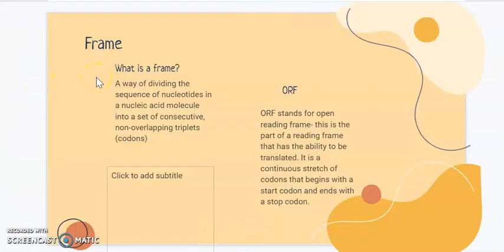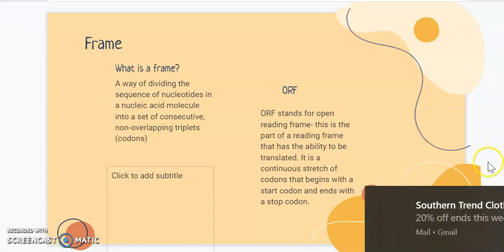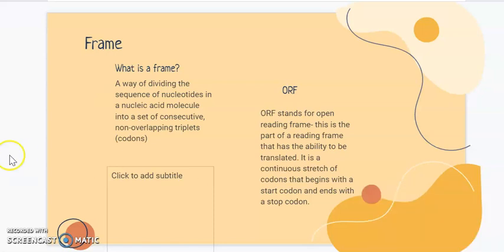Okay, so what is a frame? It's a way of dividing a sequence of nucleotides in a nucleic acid molecule into a set of consecutive, non-overlapping triplets, or codons. And then ORF stands for open reading frame. This is the part of the reading frame that has the ability to be translated. It is a continuous stretch of codons that begins with a start codon and ends with a stop codon, which we've talked about, stop and start codons.